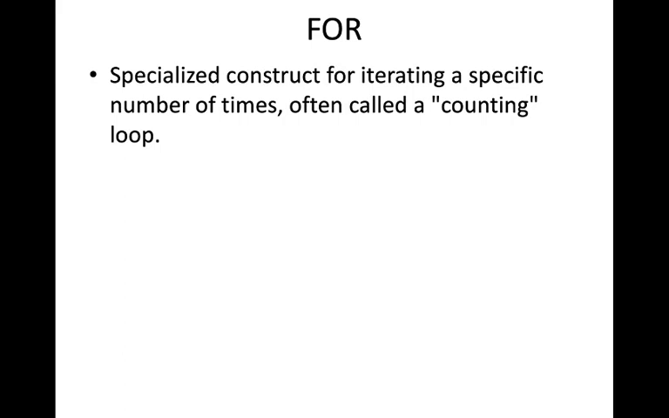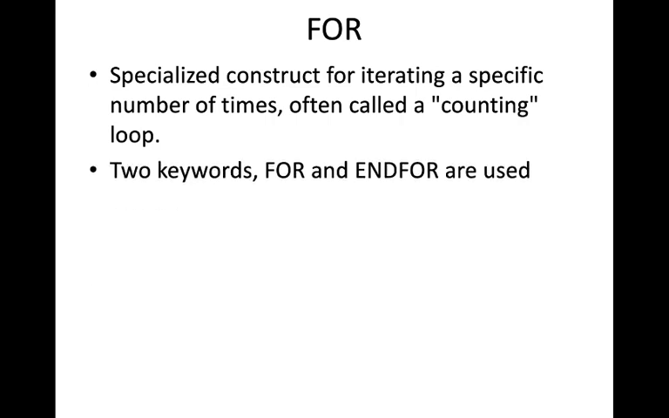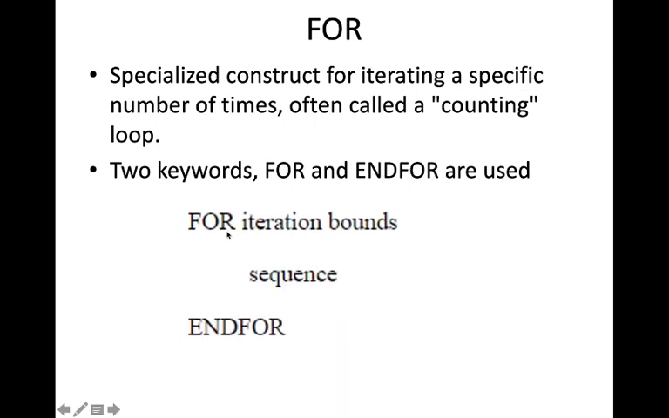Then we have for looping. It is a specialized construct for iterating a specific number of times, often called a counting loop. So if you want to execute a particular loop a particular number of times, say 5 times, then you can use this for loop. We have used 2 keywords, for and end for. This is the general syntax: for iteration bounds, we specify some iteration bounds, then there will be a sequence of operations, then end for.